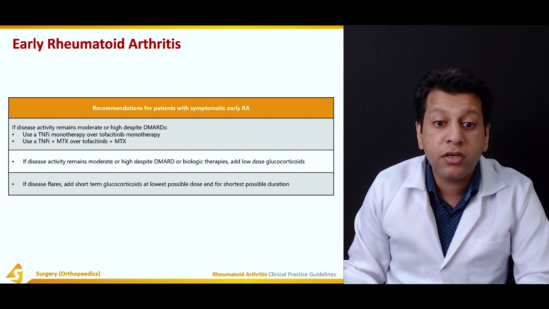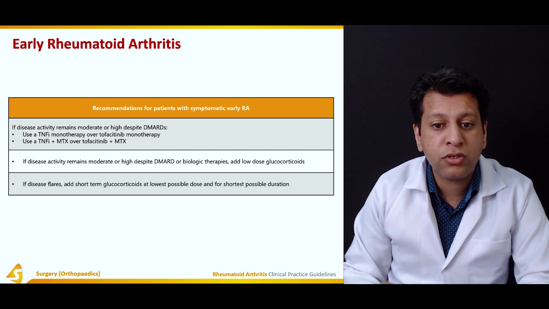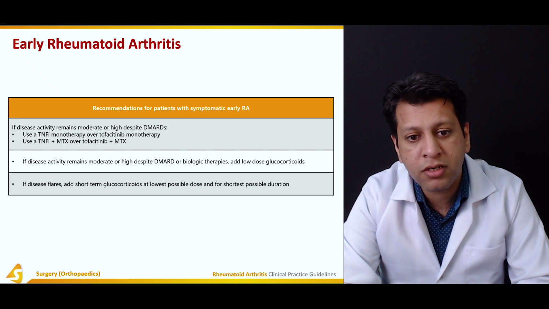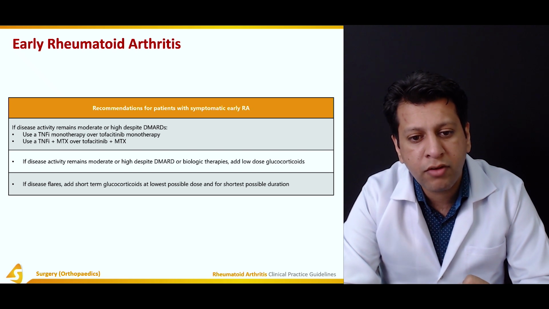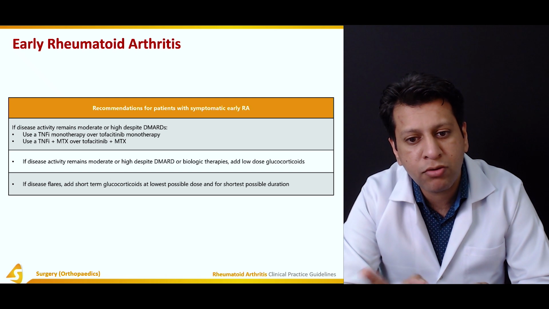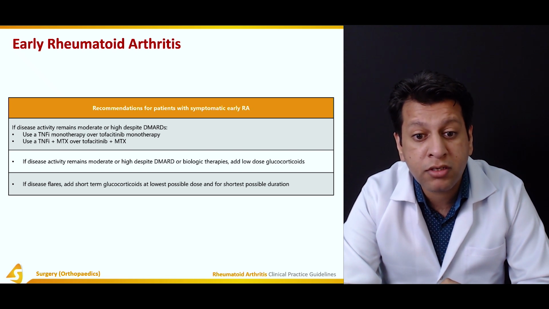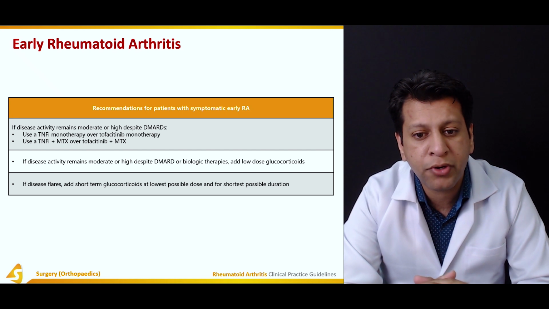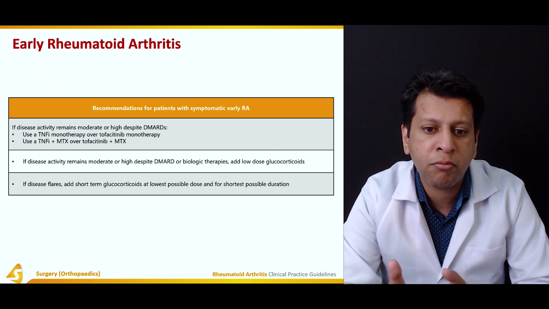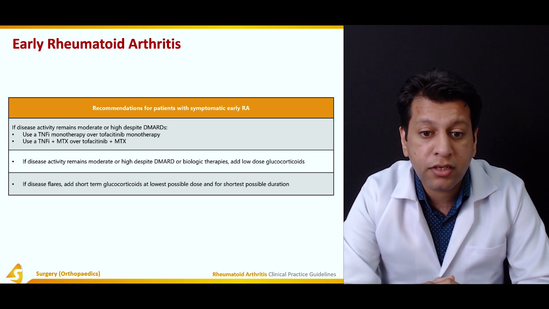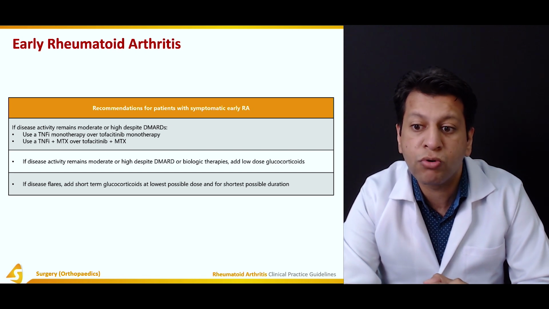Now, others include use of tumor necrosis factor inhibitor monotherapy or tofacitinib monotherapy. Although tofacitinib is a new drug, if we have to give only one, then anti-TNF inhibitors are better than the use of tofacitinib. Use of tofacitinib plus methotrexate over... the important point is that combining methotrexate with anti-TNF inhibitor is better than combining methotrexate with tofacitinib. If the disease activity remains moderate or high despite a DMARD or biological therapies, add a low dose glucocorticoid.